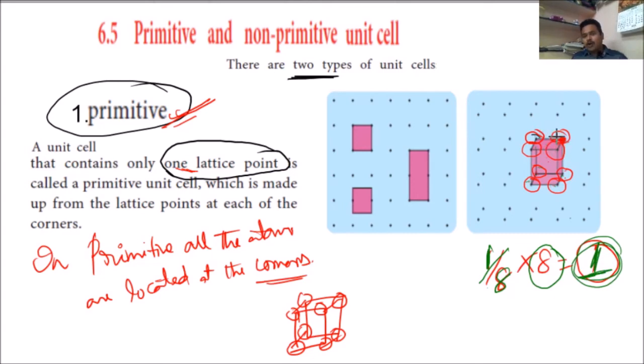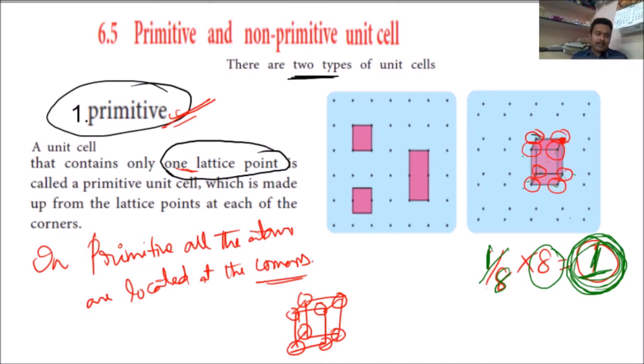Even though 8 atoms are occupying the 8 corners, not all of the 8 belong to this unit cell. From each corner, only 1 by 8 part of the atom is present in this unit cell. 8 corners are there, and from each corner 1 by 8 part comes, so it will be 1. So the effective, real, exact number of atoms present in this unit cell is one only, so it is called a primitive cell.